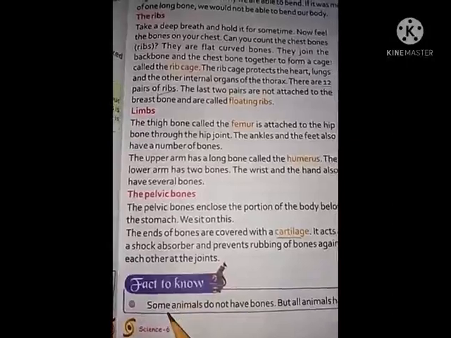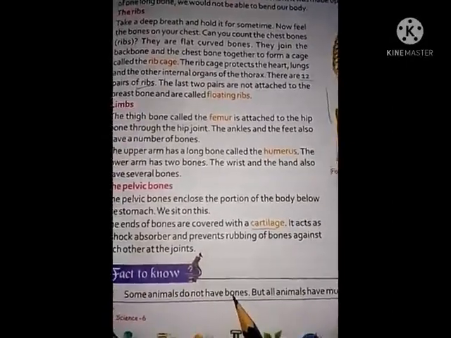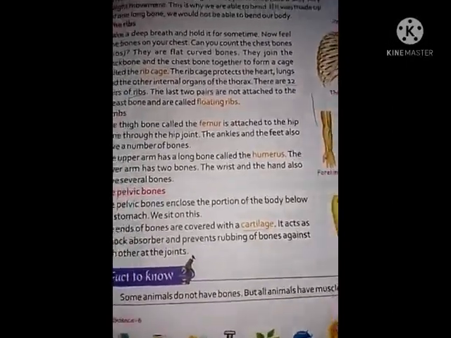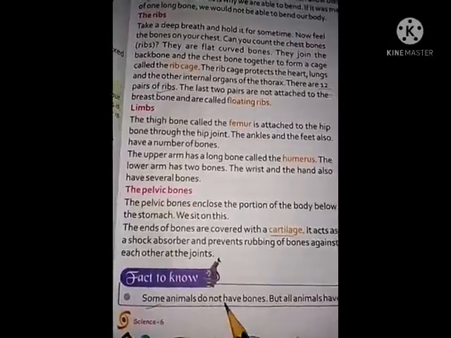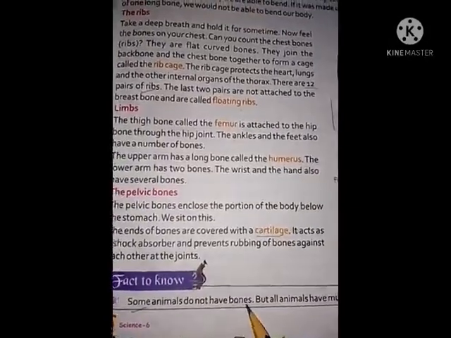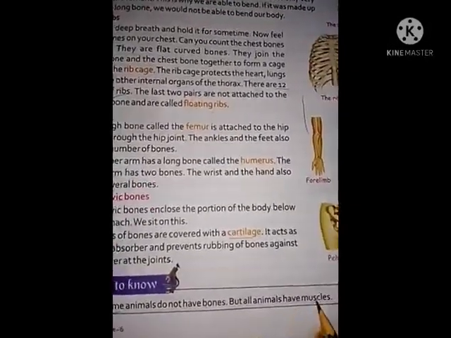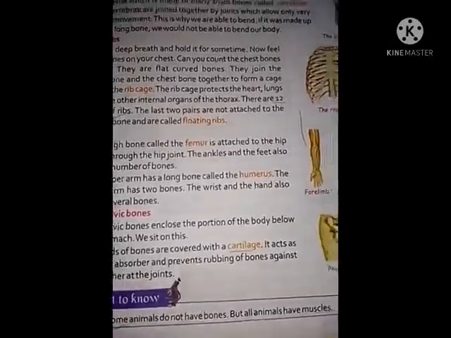Now see the fact: some animals do not have bones, but all animals have muscles. Muscles are present in all animals.